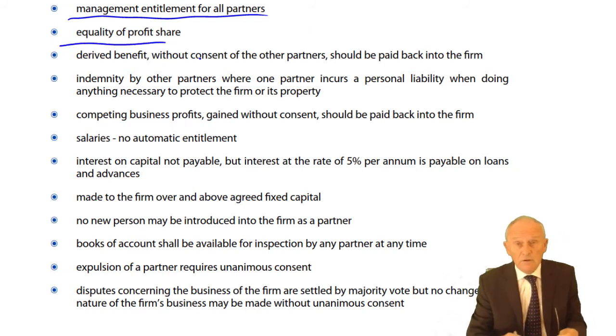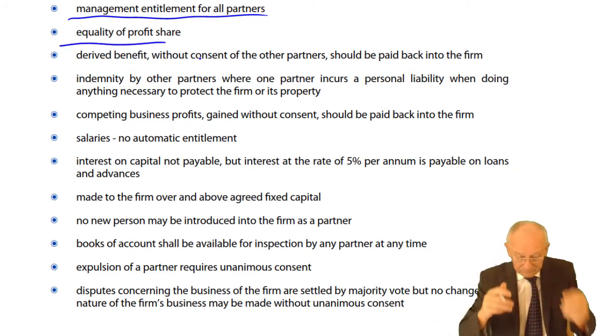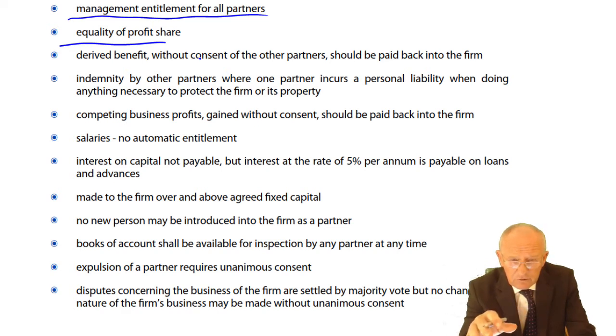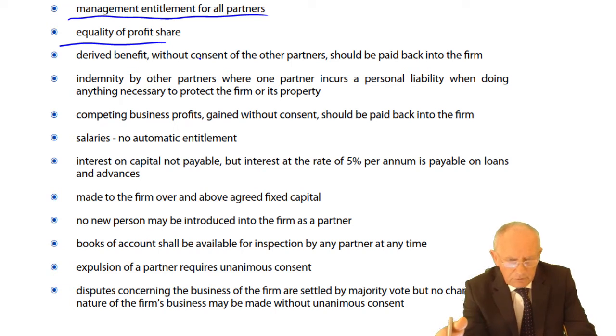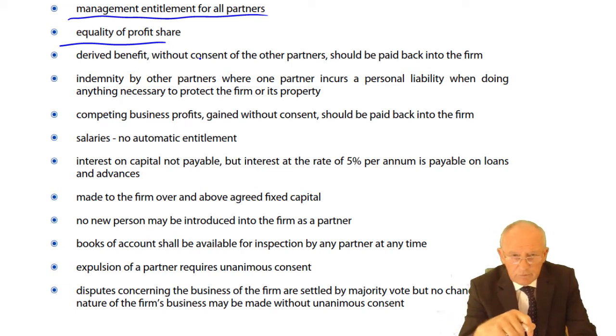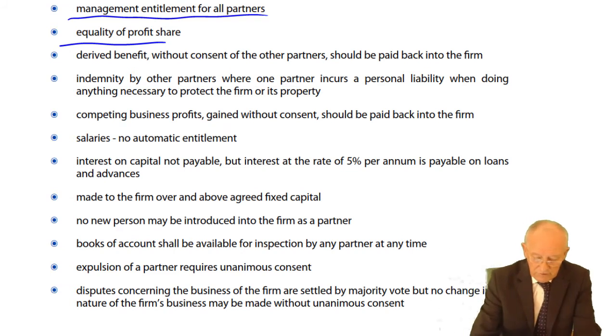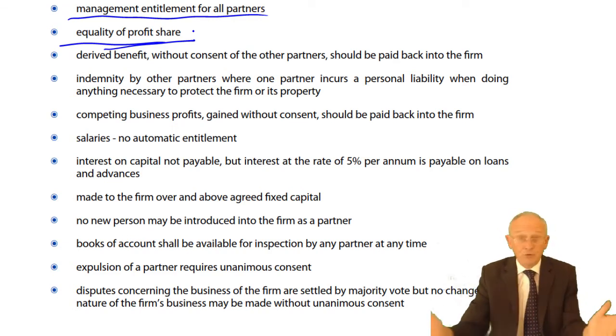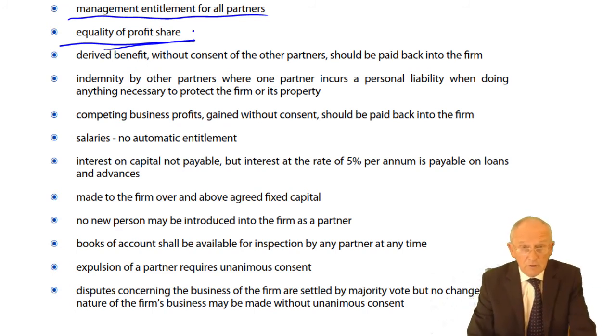Equality of sharing profits. And that also means equality in the division of losses. Ah, but the partnership definition says with a view to profit. Yeah, with a view to profit. But what happens if we don't make profits? Equality of profit share. At the moment, you're in a 40-60 share. My former wife was 99-1. If you and I don't agree, then the 1890 Act says 50-50. Or if there are four of us, 25-25-25-25. That's the default position.